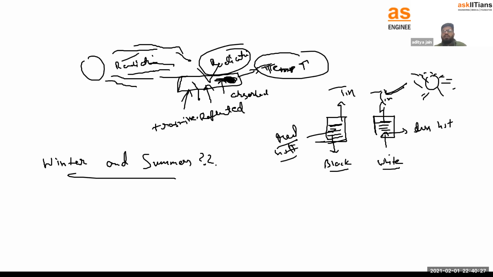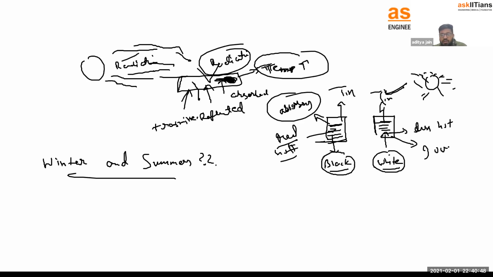So what was the difference here? Although the material was the same, both the cans were made up of tin, both were present under the sun, same atmosphere. So what was the difference? The difference was due to the color. Because black color has the property of absorbing all the heat. Black color is a good absorber of heat, and white color is a good reflector of heat.